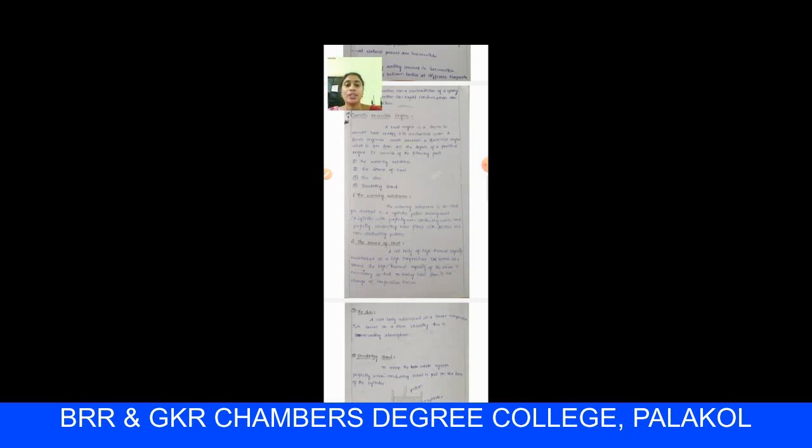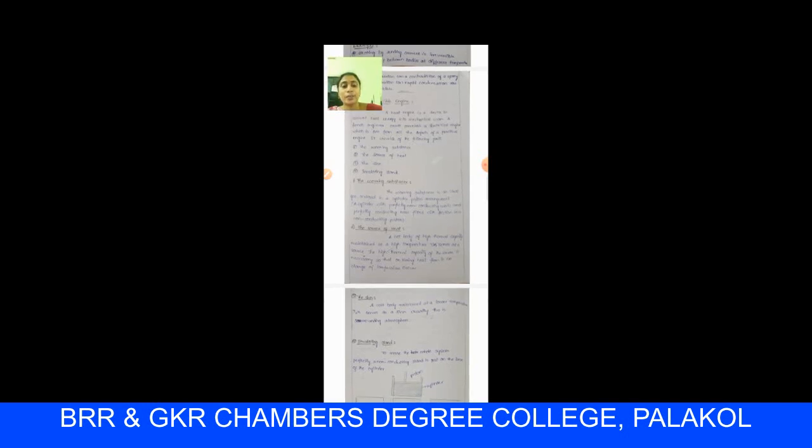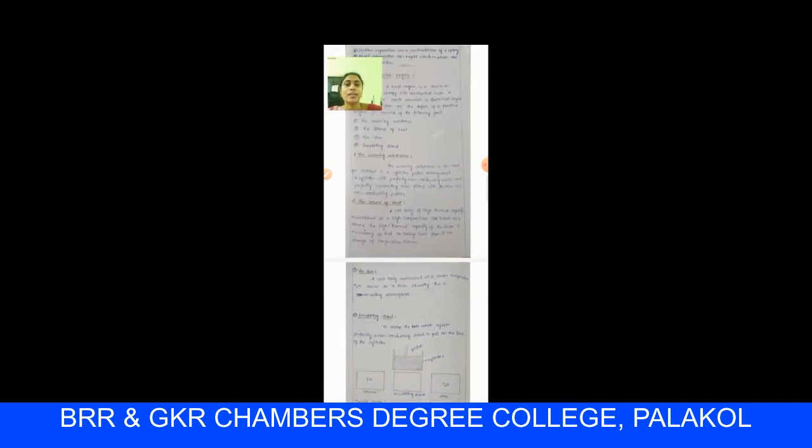In a heat engine, a device to convert heat energy into mechanical work, the heat energy is completely converted into mechanical work. But practically, it is not possible. It is an ideal concept. Hence, it is a theoretical engine. Hence, the Carnot heat engine is an ideal concept and is said to be a theoretical engine.